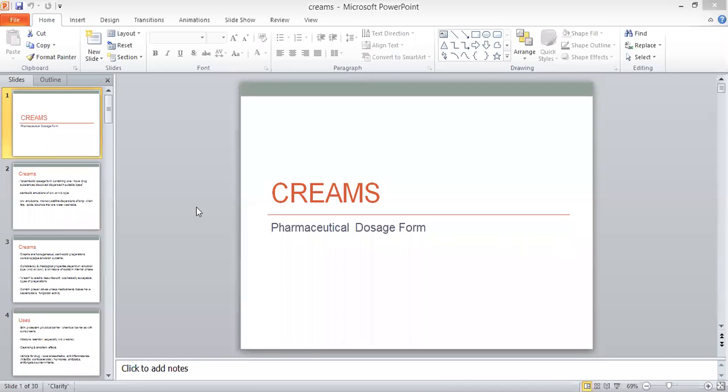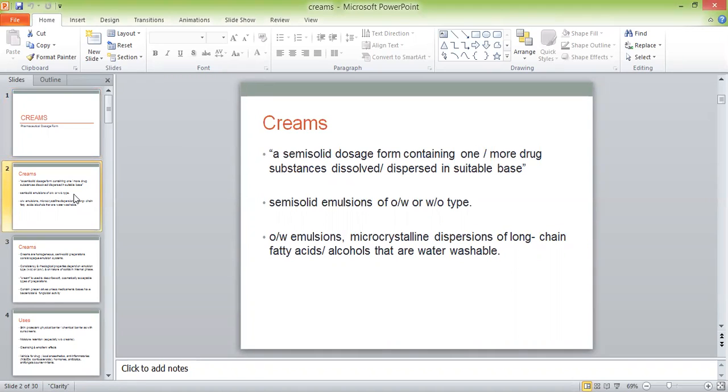Dear students, today we are going to study creams. Basically, semi-solid dosage form. It also consists of creams. Previously, we have studied ointments, which also belong to the semi-solid dosage form, and creams. Basically, they also belong to semi-solid dosage form, and they contain either one or more than one drug substances or medicinal agents or active ingredient, which are dissolved or dispersed in the suitable base.